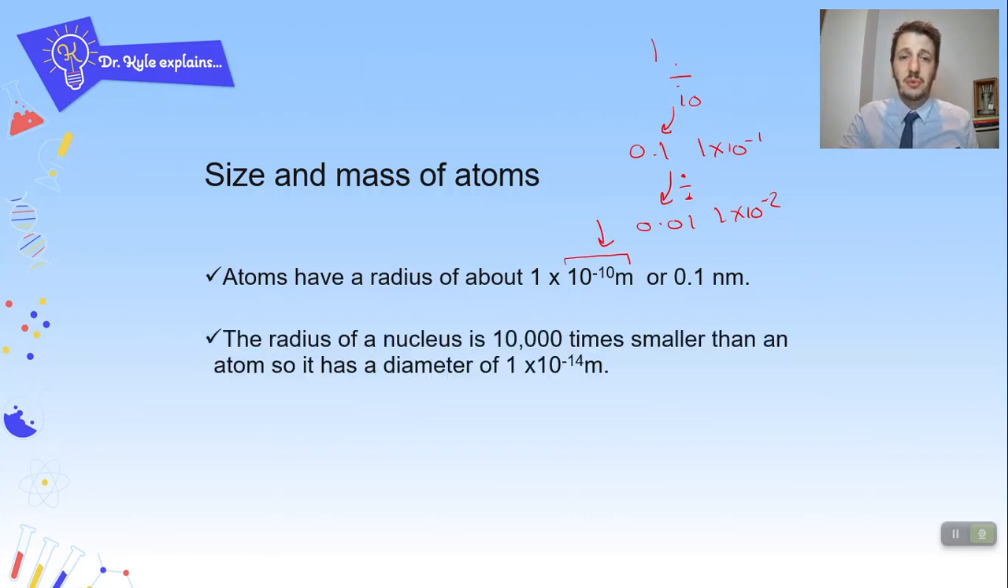Okay, so the radius of a nucleus is about 10,000 times smaller than an atom. So it has a diameter of 1 × 10 to the minus 14 because it has been divided by 10 a further 4 times, hence why it is 10,000 times smaller than the atom. Okay, so the majority of the mass is inside the nucleus.